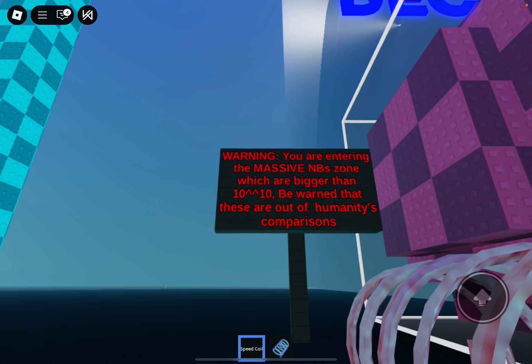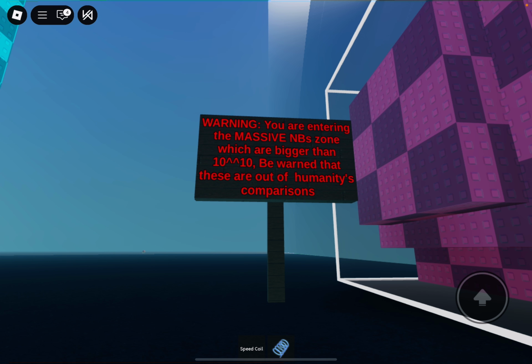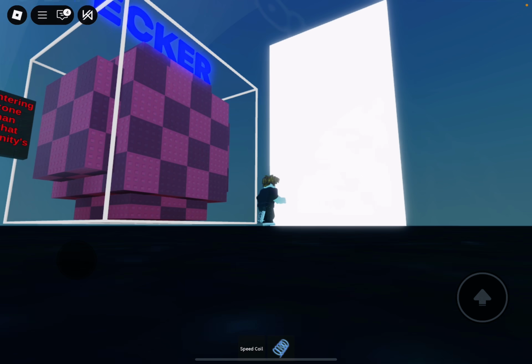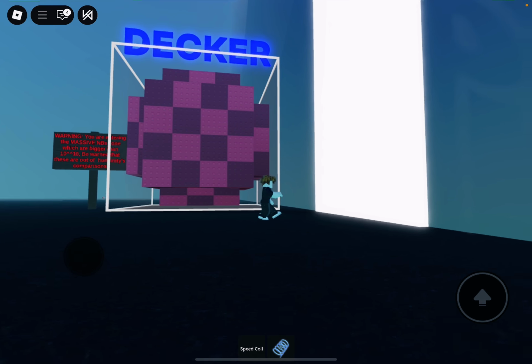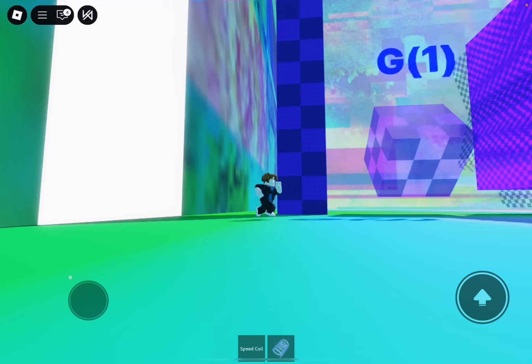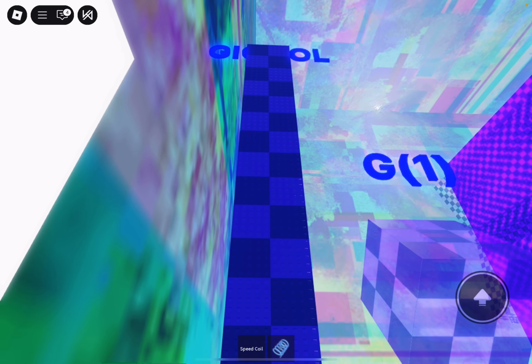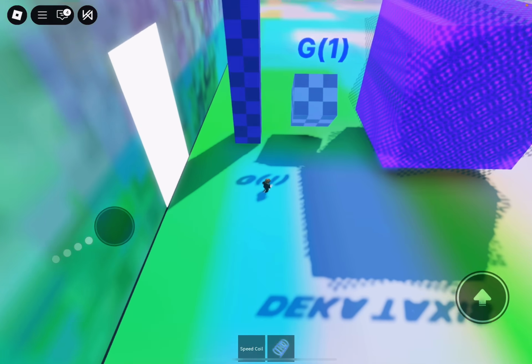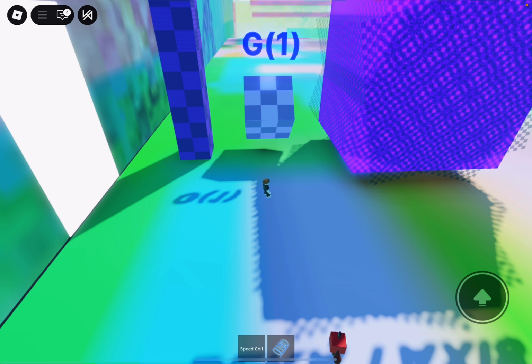Okay, warning, you're entering the massive number block zone, which are bigger than 10 to the power 10. BTW, 10 to the power 10 is equal to 10 to the power of 10 to the power of 10, 10 times. Be warned that these numbers are out of humanity's comparison. Dang, I sure bet they are. Okay, Decker. Also, that's a weird name for a number, right? If it was a real number. I don't know if it is, though. Giggle. It's basically Google, but the first O is replaced with an I. Okay, G1. G is also a number function.